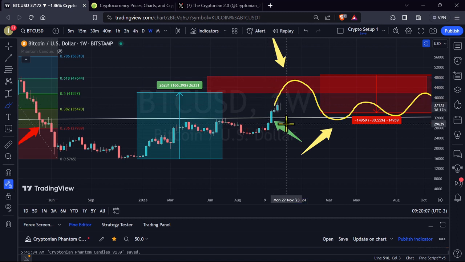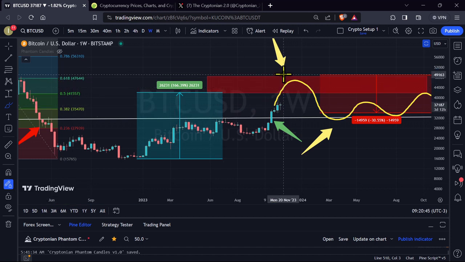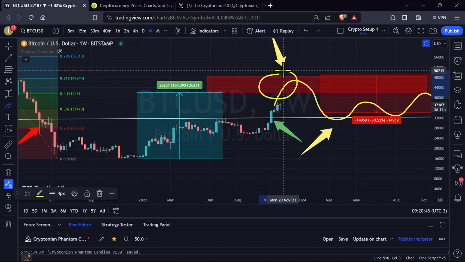So you can see that the trajectory here, we're starting to follow this pretty accurately. And the price level for the 0.5 Fibonacci is 41,557. That starts that resistance zone where typically in prior cycles we saw a rejection there, right? And then the top of that red box is around 47,644, and that is a 0.618 Fibonacci. So anywhere in this box we could probably see the rejection.